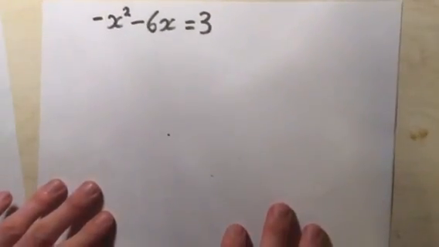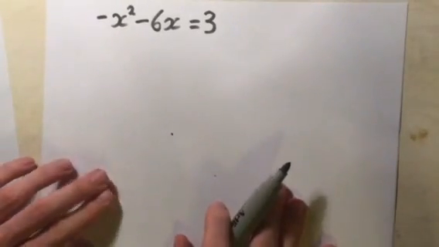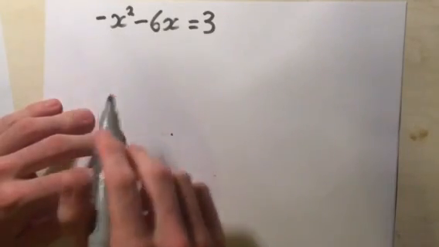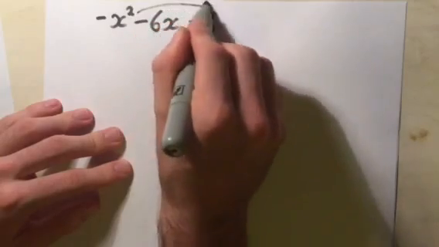So let's say we have minus x squared minus 6x equals 3. Well, to start off with, we want to make the x squared positive and we want all the terms on one side. So I'm going to move this minus x squared to the other side, and I'm going to move this minus 6x to the other side.